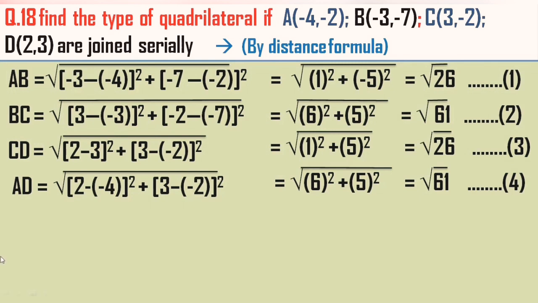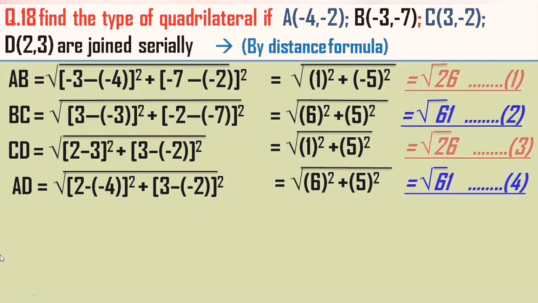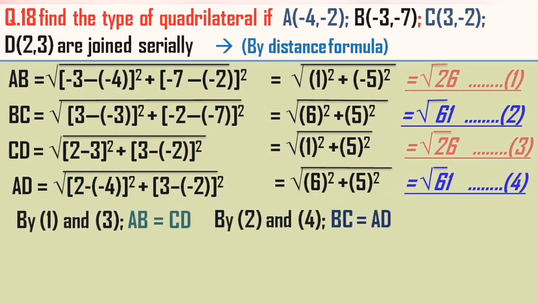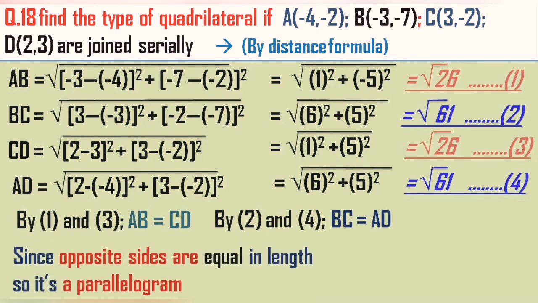So let's move on. By observing 1, 2, 3, 4, we can say that by 1 and 3, sides AB and CD are equal. By 2 and 4, sides BC and AD are equal. So these are nothing but the opposite sides, and when we have opposite sides equal, then that quadrilateral can be called a parallelogram. So we can say points ABCD are the vertices of a parallelogram, and that's it.